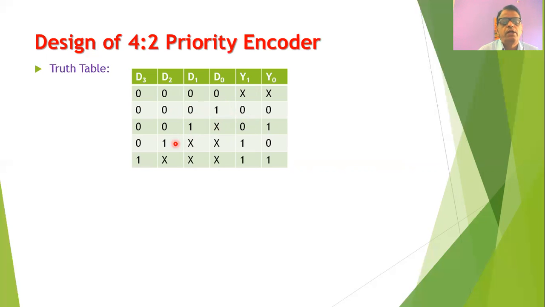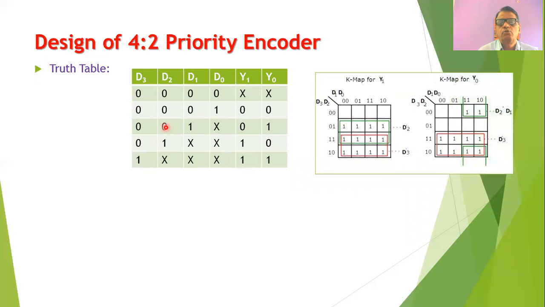When D2 is 1 and whatever may be the value of D1 and D0, then the output should be 1, 0. And when D3 is 1 and whatever may be the values of D2, D1 and D0, the output of the encoder should be equal to 1, 1. So one can easily understand from this truth table that the output will be in accordance with the highest priority input.